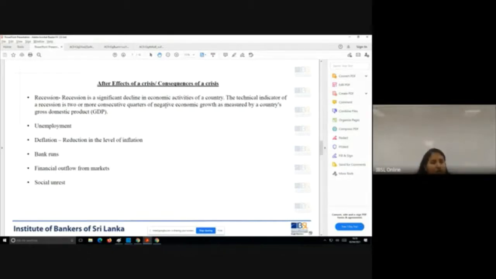Following recession, you might end up with unemployment. Why? When there is no more production happening in the country, why do you need laborers? By having 100 employees, you're not going to produce the same quantity as before. So might as well get rid of them. So unemployment starts to escalate.